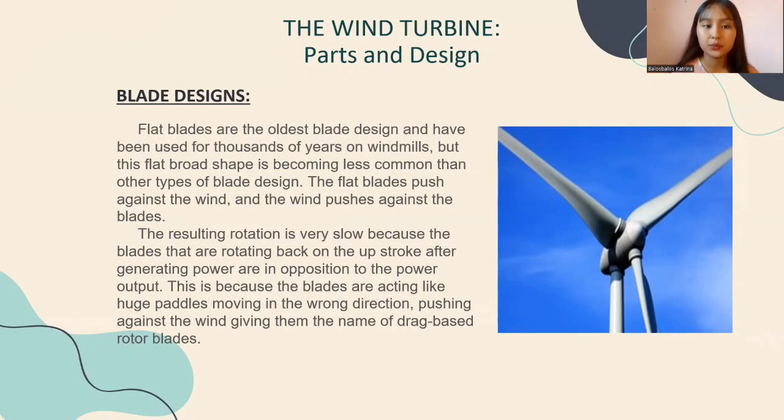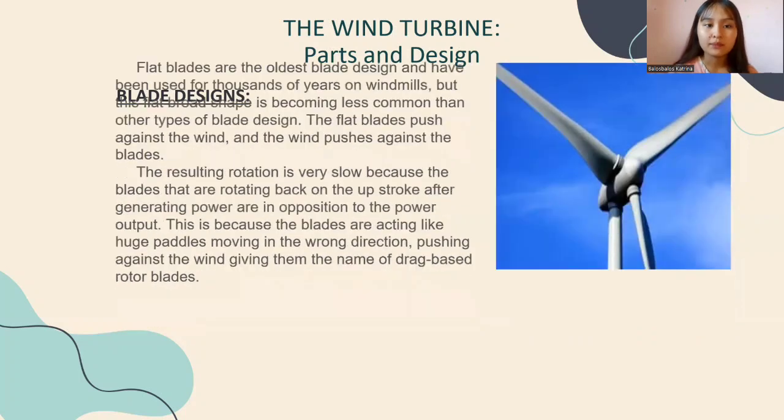The flat blades push against the wind and the wind pushes against the blade. The resulting rotation is very slow because the blades that are rotating back on up stroke after generating power are in opposition to the power output. This is because the blades are acting like huge paddles, moving in the wrong direction, pushing against the wind, giving them the name of drag-based rotor blades. That is the flat blade design.